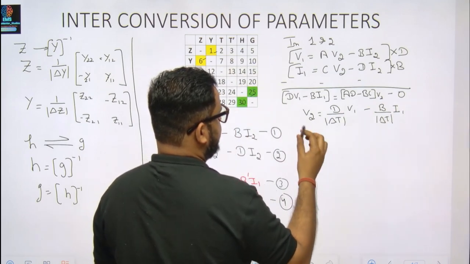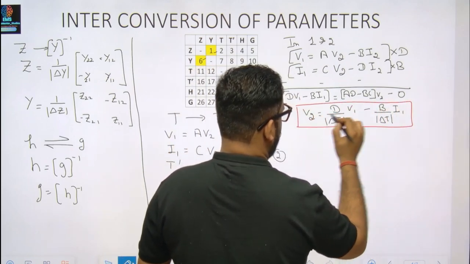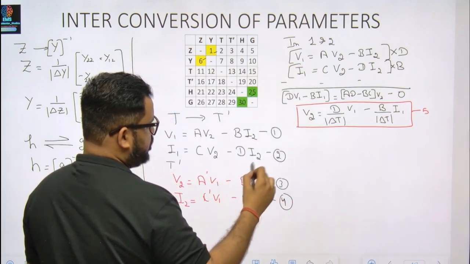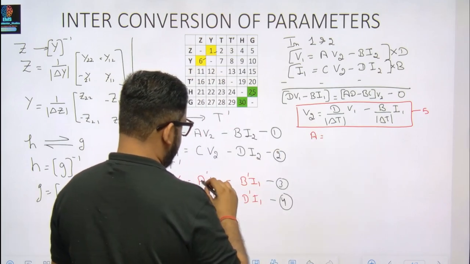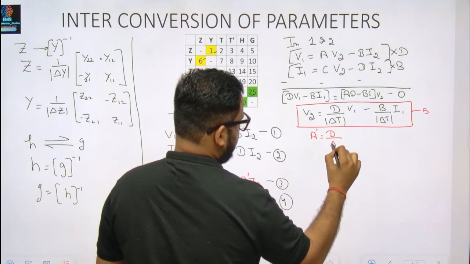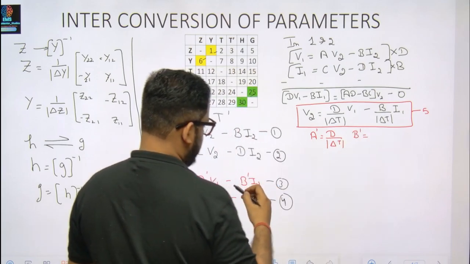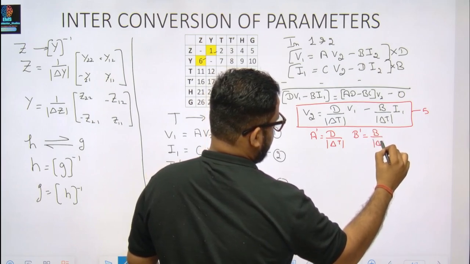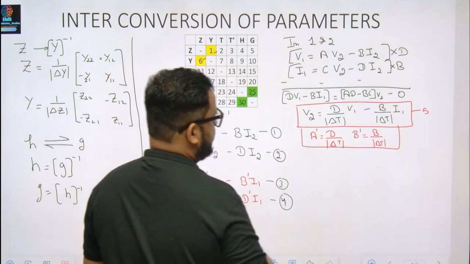Now, if I compare this equation 5 with equation 2, I get A dash is equals to D by delta T and B dash is equals to B by delta T. So this is how I get my two parameters.